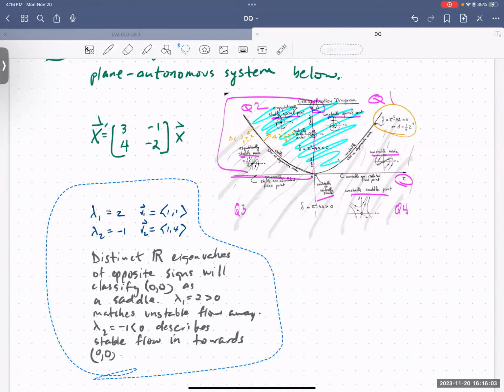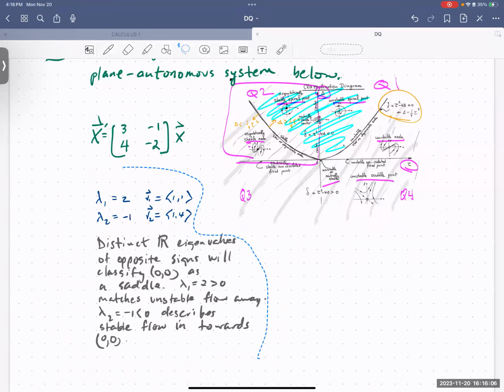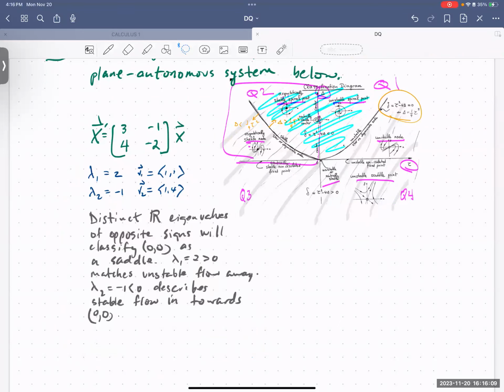If we used the determinant and the trace to handle that, let me go. Determinant and the trace. Let's switch colors to green. So determinant is 3 times negative 2, that's negative 6, minus a negative 4, so plus 4, that's negative 2. Less than 0, we're in quadrant 3 or quadrant 4, and anytime we're in region quadrant 3 or quadrant 4, we're an unstable saddle. It's an unstable saddle for everything below the trace axis.